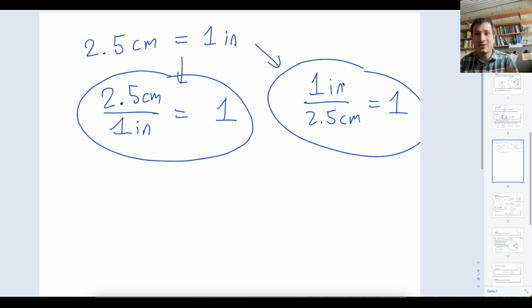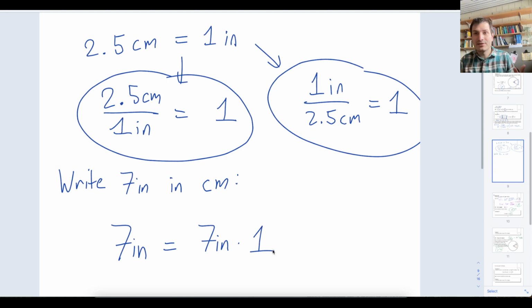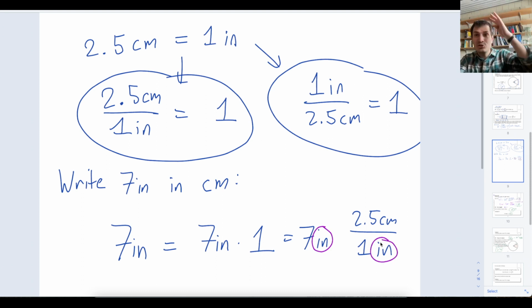This is how I do it. You keep track of these two facts, things that are equal to 1. Then if someone gives you something to convert, they say, write 7 inches in centimeters. How would you do it? You'd say, well, 7 inches is the same thing as 7 inches times 1, right? Multiplying by 1 doesn't do anything. But 1 is 2.5 centimeters divided by 1 inch. I've lined it up so there's an inch on the top and an inch on the bottom, and inches divided by inches is nothing. That cancels out.